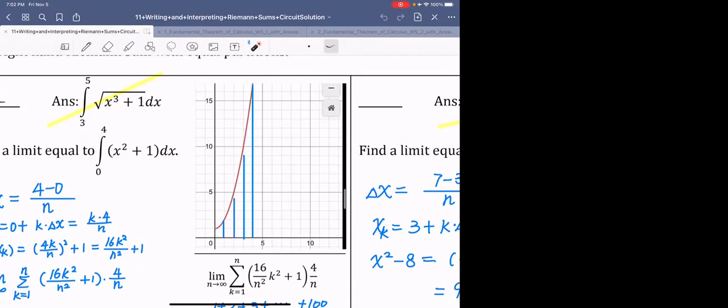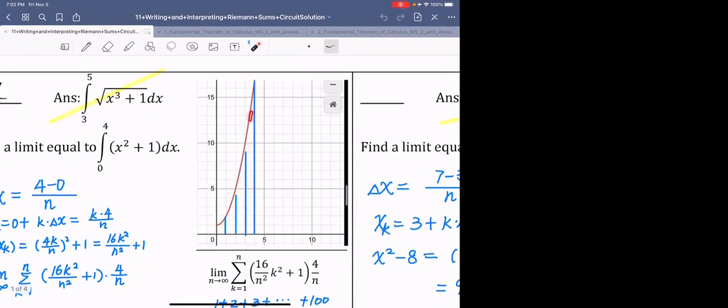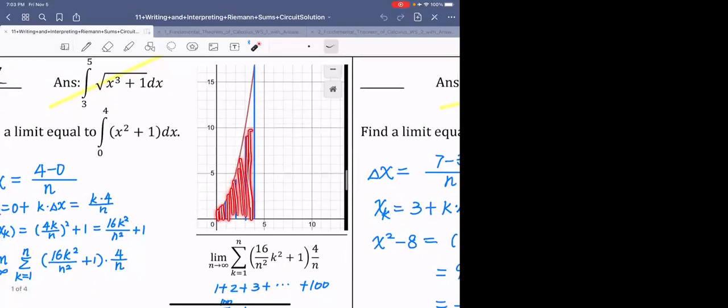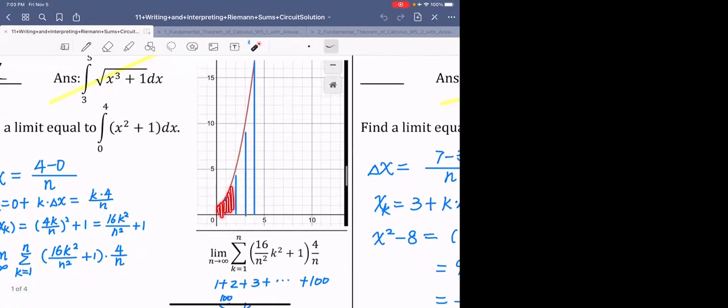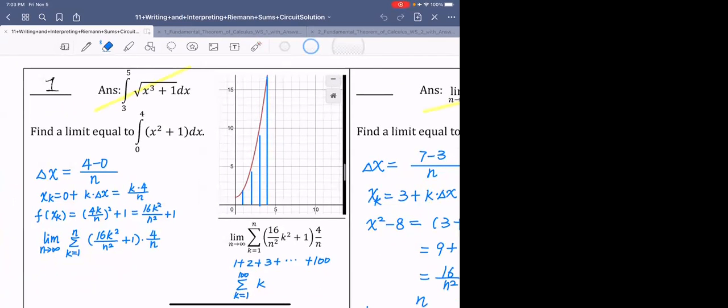If you want to get the area, as long as you cut this into infinitely many small pieces, those small areas bounded by this are going to be exactly equal to the area under this curve. So let's use the concept of limit to work on this, okay? So Aiden, let's do the first one together.